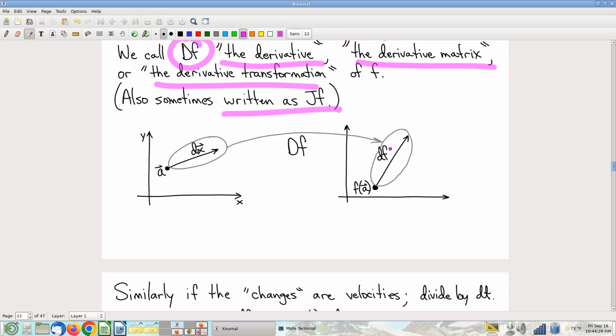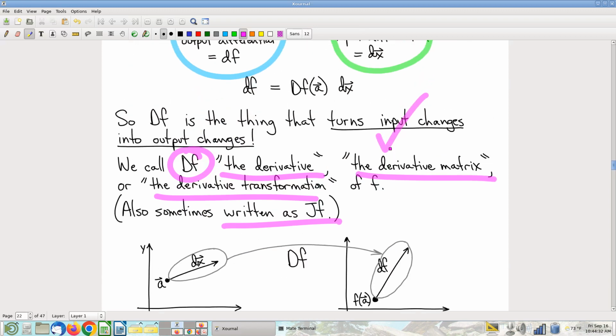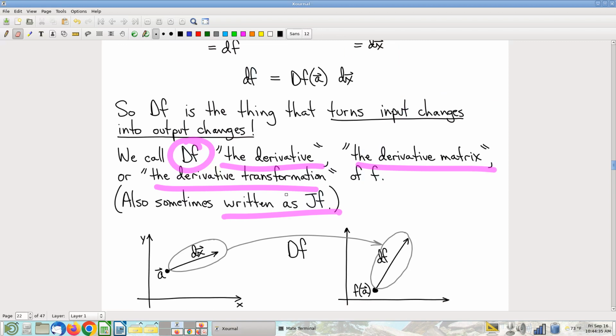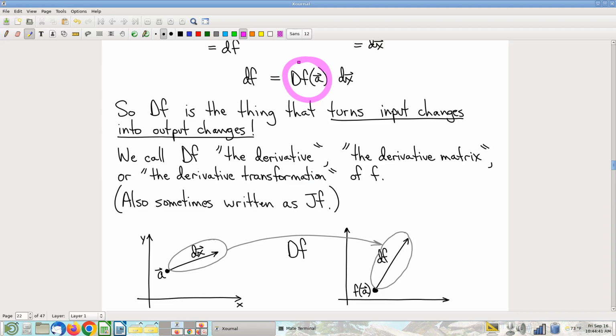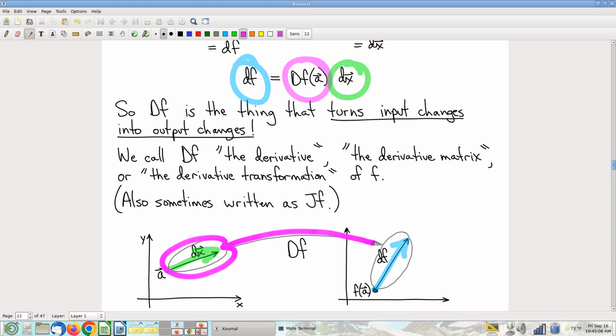Okay. So here's my picture of what the derivative is. The derivative is a relationship between input changes, which are vectors in the domain, and output changes, which are vectors in the target. So the derivative matrix is not the function that takes a to f of a. That's f. That's not what we're talking about. We're talking about the function that takes that vector to this corresponding vector.